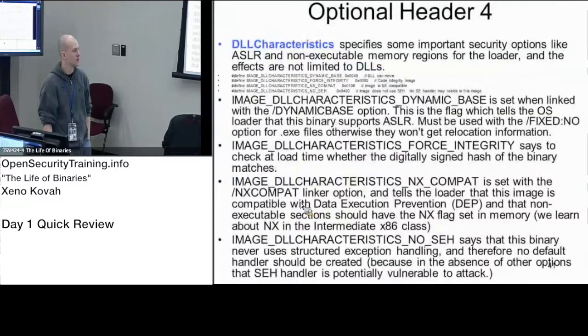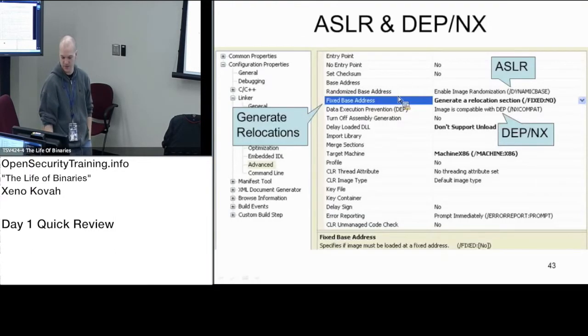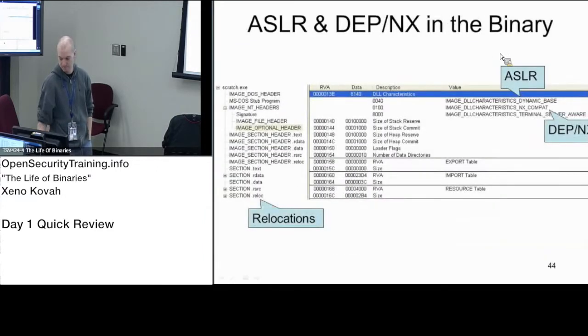Okay, so these are some of the characteristics we covered. The missing characteristic I quizzed you on is terminal server aware. Terminal server aware means that it works well with RDP. You typically don't see this on things like command line tools. I can't remember whether cmd.exe has that or not. You can go check.